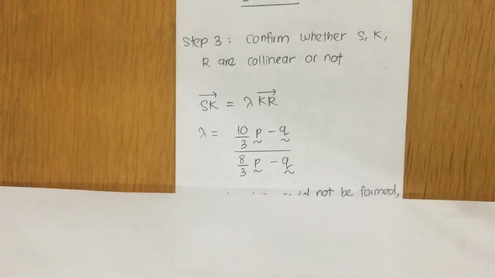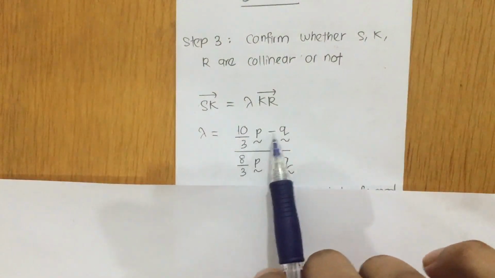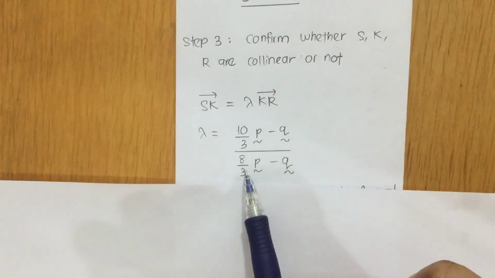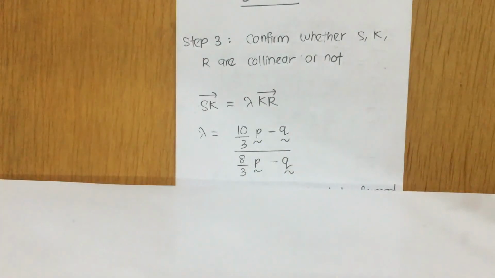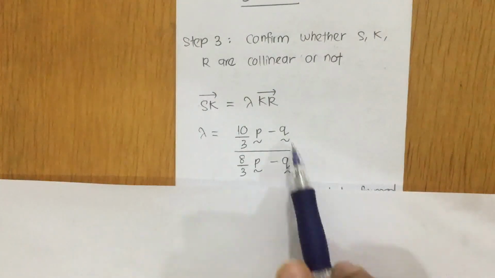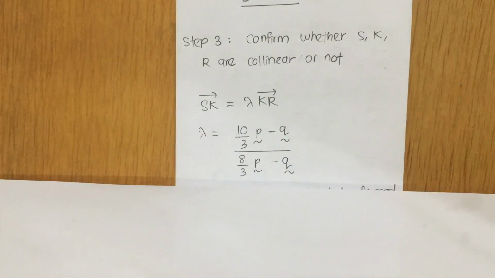So to find lambda, what do you do? Vector SK, which is 10/3p minus q, you divide by vector KR, which in this case is 8/3p minus q. Now the question is, can you come up with the lambda value? Can you simplify this and factor it out? The answer is no, guys. You cannot come up with the lambda value.